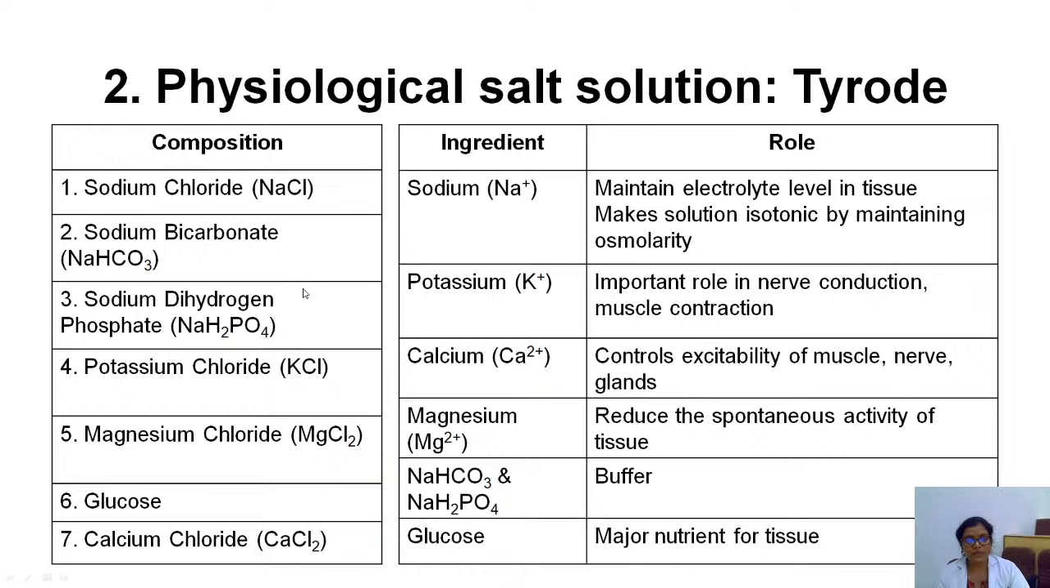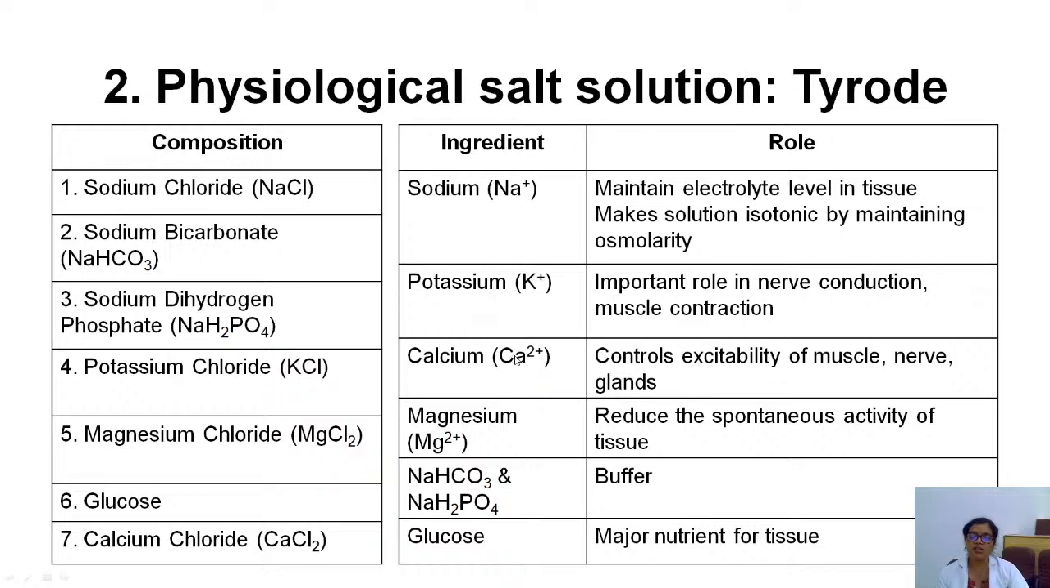Next, what are the electrolytes which are present? First is the sodium ion. Next is potassium ion, which comes from potassium chloride. Next is calcium ions, which come from calcium chloride. Next is magnesium, which comes from magnesium chloride. And this I already told you, buffer, and glucose is a source of nutrient for the tissue.